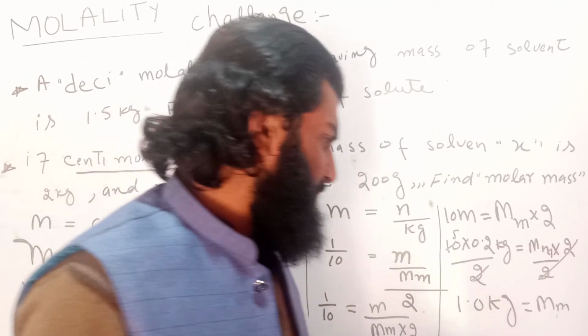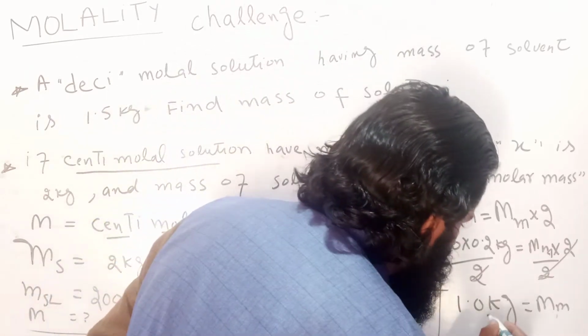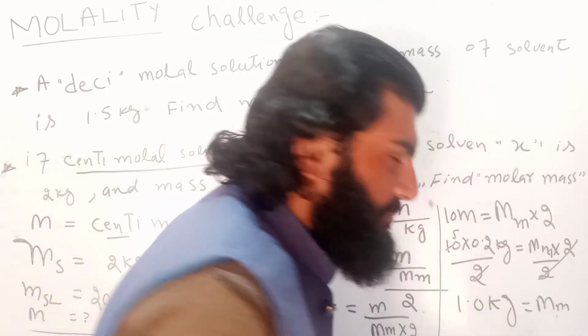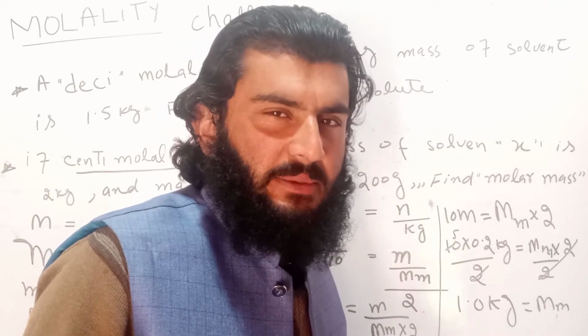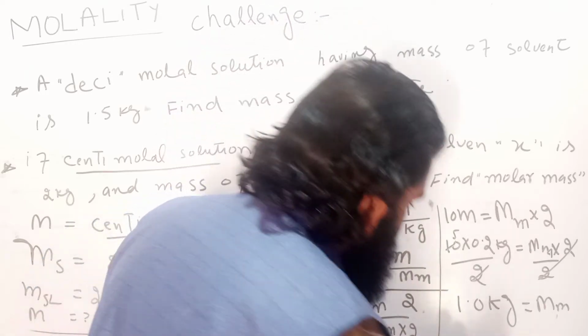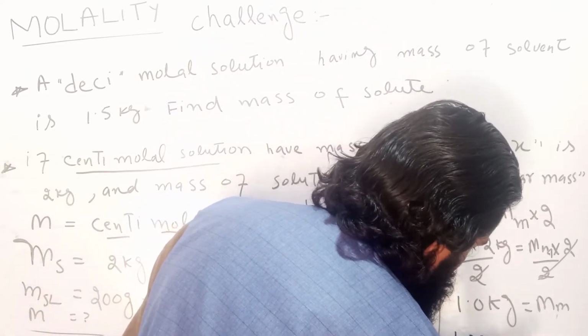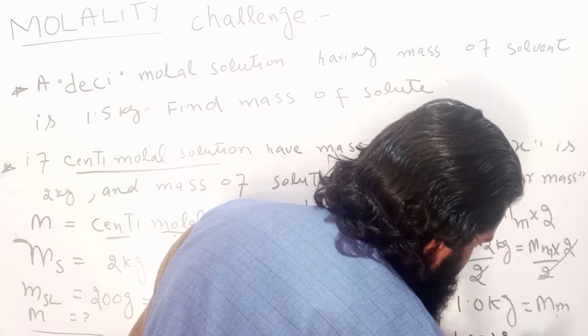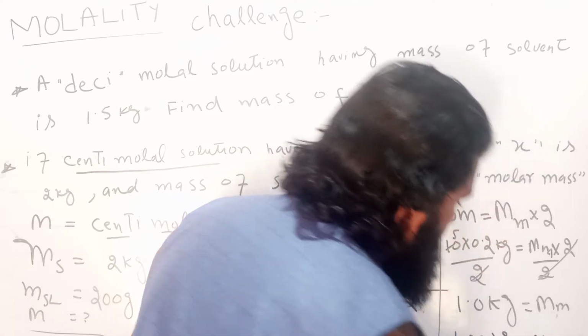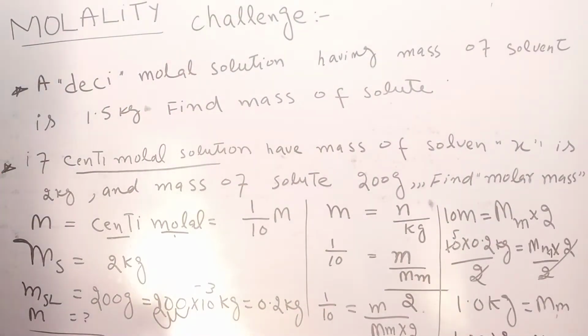So now I convert it into gram, because we are saying the molar mass of the molecule in grams, so it can be 1000 gram. Clear? It will be equal to the molar mass. So by this method you can find the molar mass of any molecule.